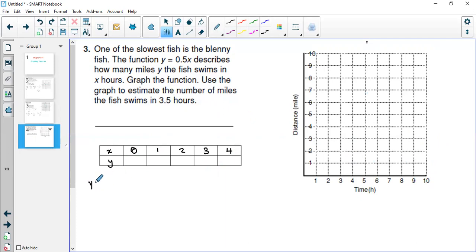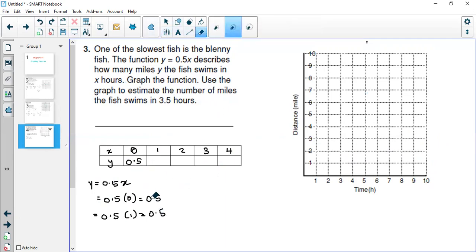The function for this is y is equal to 0.5x. So the first one is 0.5 multiplied by 0, which is going to give you 0. So when x is 0, y is 0. I'm going to complete all in the same order, but I will just change the value of x. Why did I write 0.5 here? It's a 0. Anything multiplied with a 0 is a 0. Sometimes even I do make mistakes.